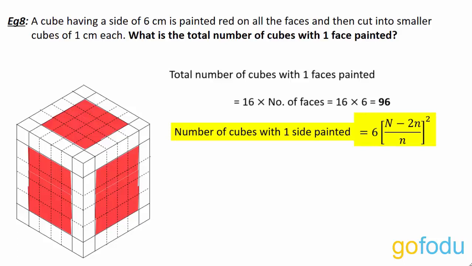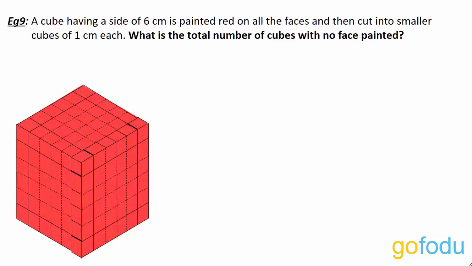Let's understand this formula logically. We remove the length of 2 face painted cubes at the edges from the total length. N minus 2n remains, which is the side of this inner square. N minus 2n upon n gives the number of small cubes in the length of this red square. The same number will be there breadthwise also. So taking (N minus 2n upon n) whole square will give total one face painted small cubes at one face of the bigger cube. And there are 6 faces, so we multiply it by 6.